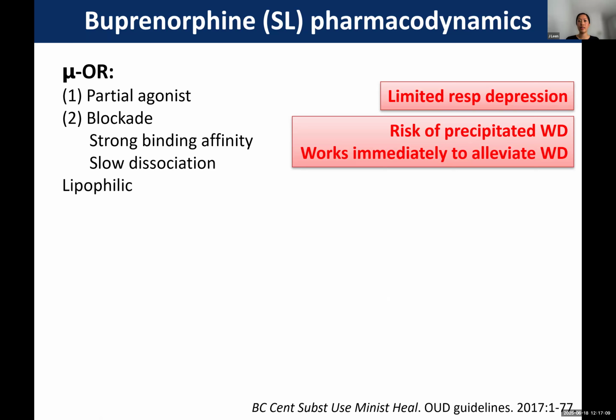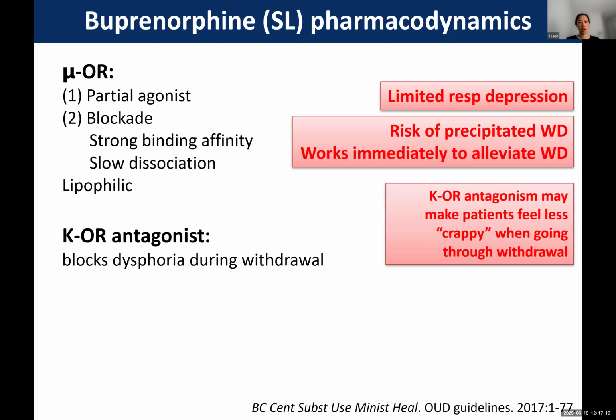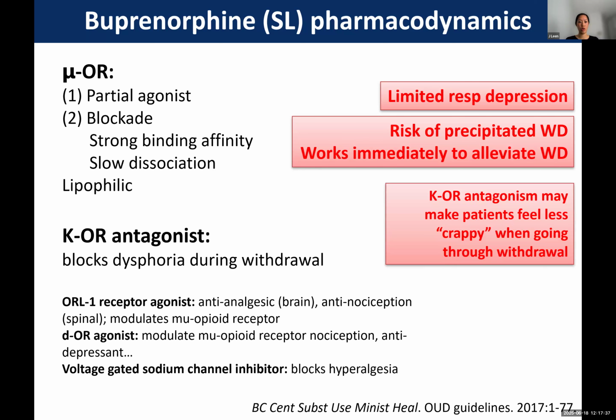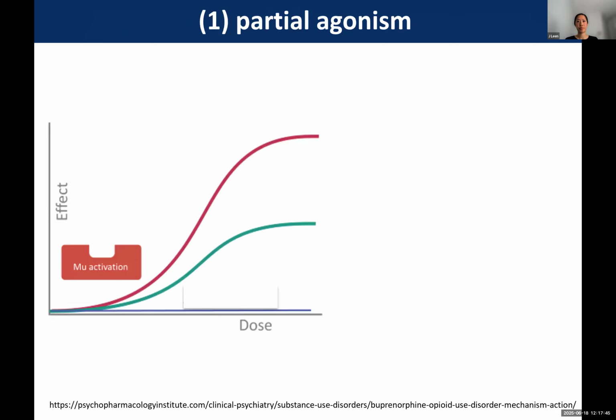Another property I'll highlight is that it is lipophilic, so it can be stored in the fat tissues and creates a reservoir of the drug. I'll just briefly mention that it's also a kappa opioid receptor antagonist, and it's thought that kappa antagonism makes patients feel less unwell during withdrawal. It has a whole host of other effects, but we'll primarily be focusing on the mu opioid receptor effects.